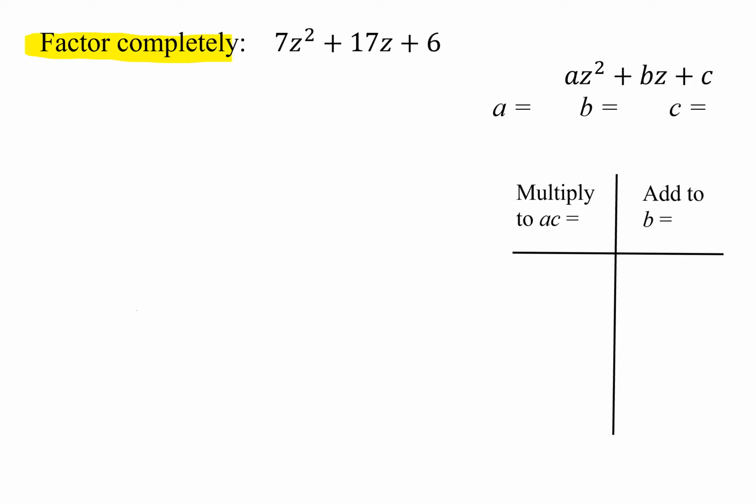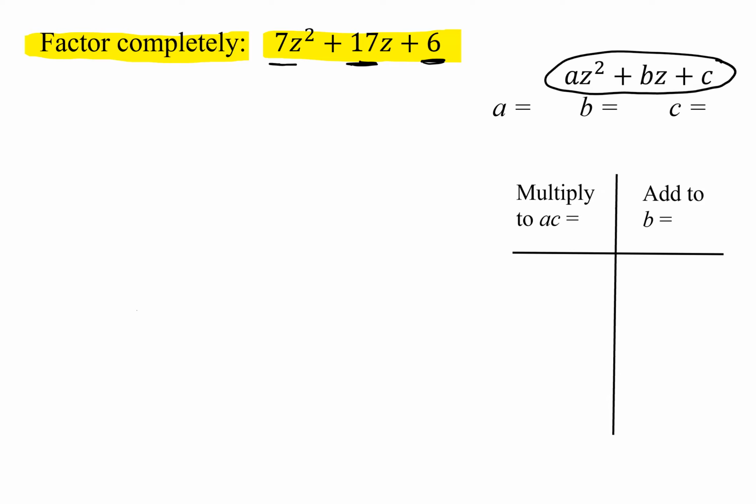In this problem, I need to factor completely this polynomial, 7z squared plus 17z plus 6. And the first thing in any factoring problem: is there a greatest common factor? Well, if I look at my numbers, 7, 17, and 6, no, there's no numerical common factor, and they don't all have a z in common. So there's no GCF. So I'm going to factor this by using the AC method.